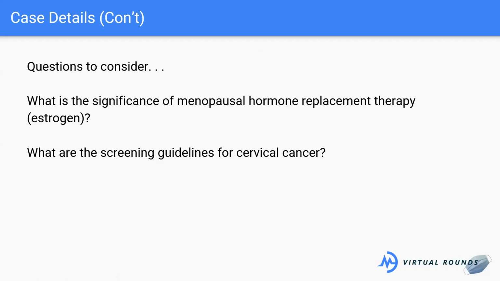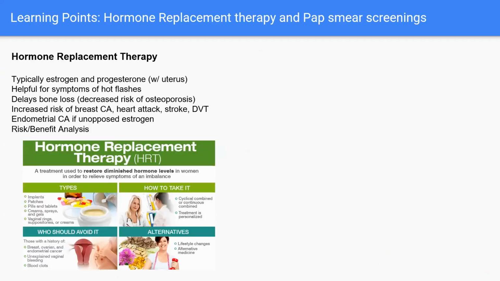Start screening in the 20s. Yeah, great. So it's age 21 is what is recommended. Great. So let's talk a little bit about those two things, the hormone replacement therapy and the pap smear, just for a learning point here.